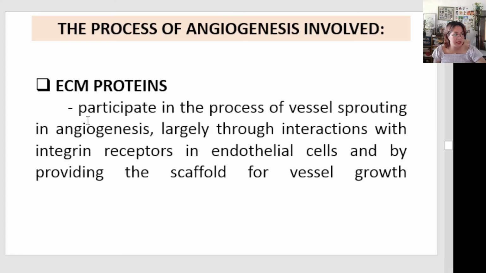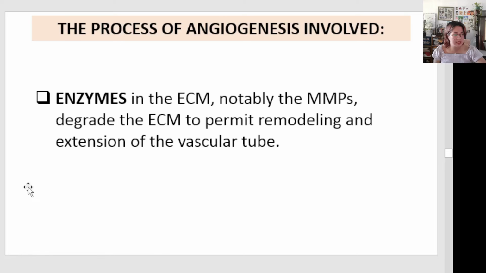And the next one is the extracellular membrane proteins. These participate in the process of vessel sprouting in angiogenesis, largely through interactions with integrin receptors in endothelial cells and by providing the scaffold for vessel growth. And the last one are the enzymes. In the ECM, notably the matrix metalloproteinases or MMPs, these degrade the ECM to permit remodeling and extension of the vascular tube. So that is how angiogenesis occurs.